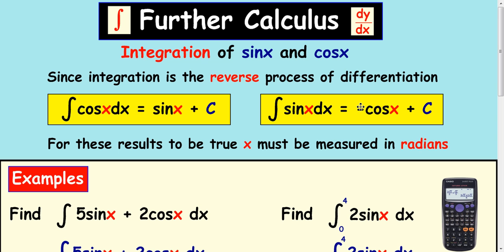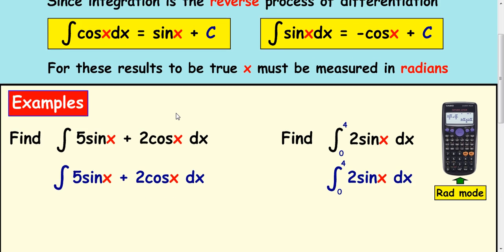And when we differentiated cos, we got negative sine, which means if we integrate sine, you get negative cos x plus c. Again, for these results to be true, x must be measured in radians, and we'll see how that works down below in this example. So these will also be given in the formula sheet. You don't have to memorise them. But let's look at some examples.